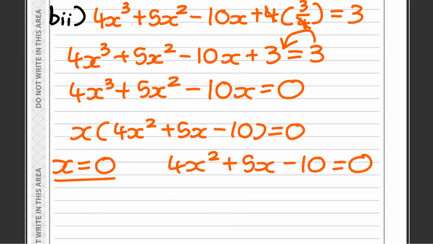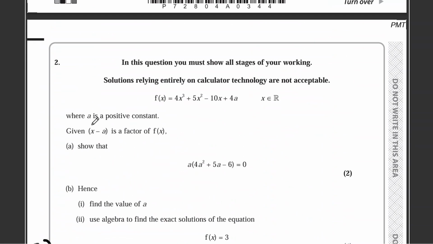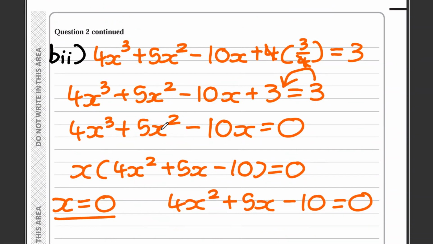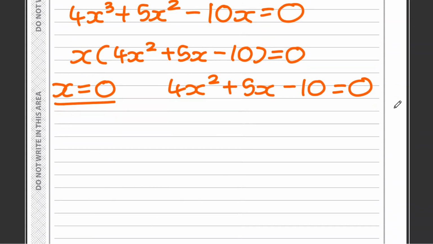So this here is one solution, that x is equal to 0. Remember, don't get confused with the thing with a before, where a has to be a positive constant. This is not the case for x. x doesn't have to be a positive constant, so x can be equal to 0. This is a valid solution. So now we need to solve this here. 4x squared plus 5x minus 10 is equal to 0.